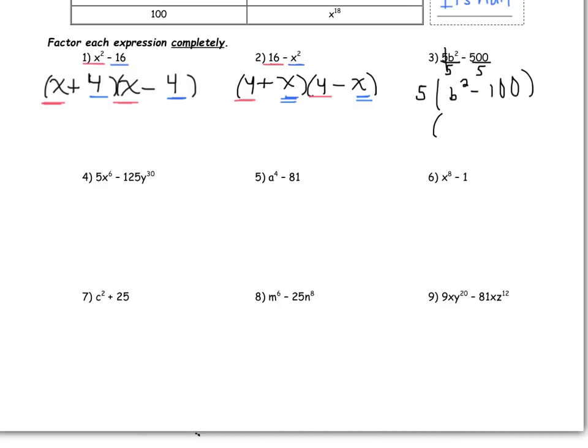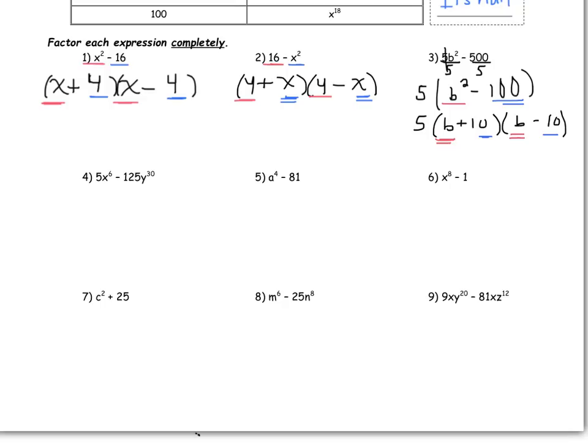So let's go ahead and put 2 sets of parentheses. Don't forget to bring down the 5. Now again, what goes in the front spot of the parentheses are what multiply to give you b squared. So you should be saying b times b. And then what goes in the back end of the parentheses is what multiplies to give you 100. So you should be telling me 10 and 10. And don't forget the plus or the minus.